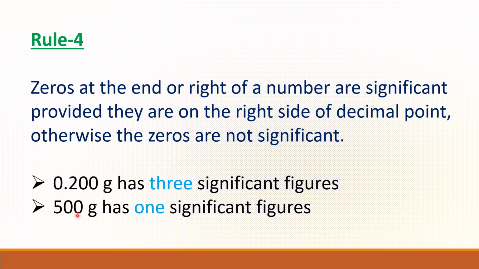Here, 500 grams. Here, there is no decimal point after 5. So, the significant figures for 500 grams is only 1. These zeros to the right of a non-zero digit are not significant. Similarly, 2000 has only one significant figure. 5550 has only three significant figures.